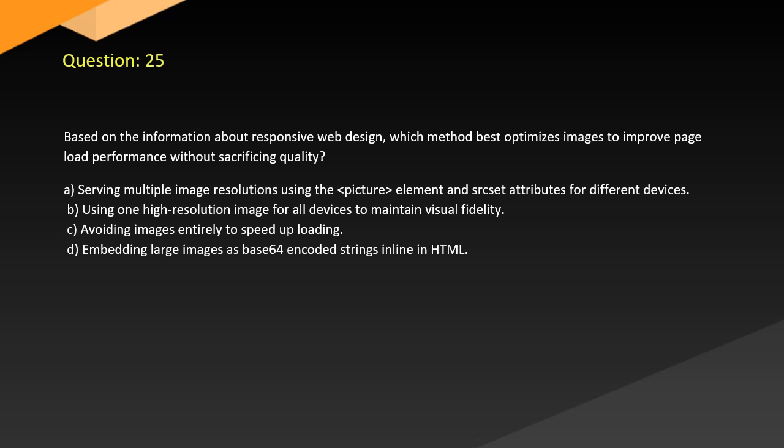Question 25. Based on the information about responsive web design, which method best optimizes images to improve page load performance without sacrificing quality? A. Serving multiple image resolutions using the picture element and srcset attributes for different devices. B. Using one high-resolution image for all devices to maintain visual fidelity. C. Avoiding images entirely to speed up loading. D. Embedding large images as base64 encoded strings inline in HTML.